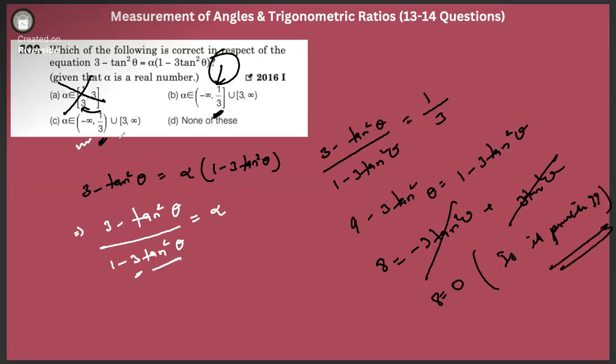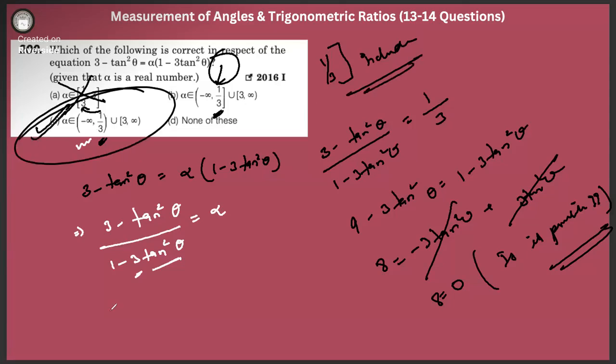That is why 1 by 3 has to be excluded. This bracket means 1 by 3 is included. What we have to do is exclude it, which is your option C. Did you get 10, 15, 20% of it, if not all? So can you just explain why do we have to exclude 1 by 3?